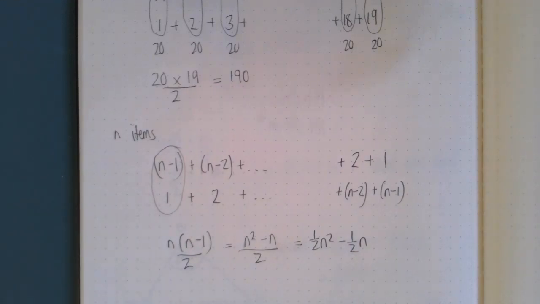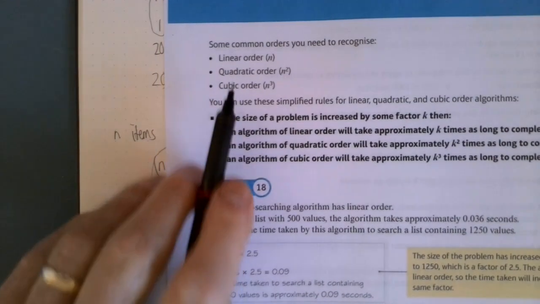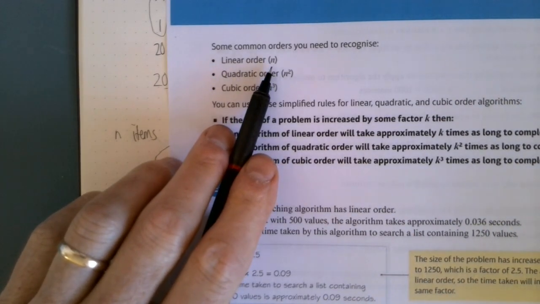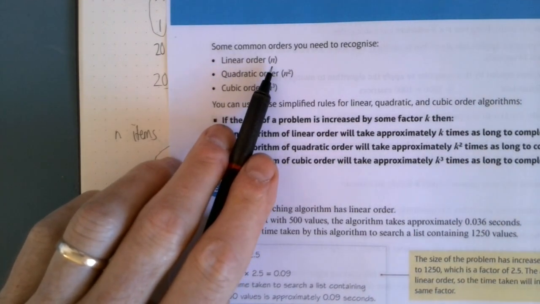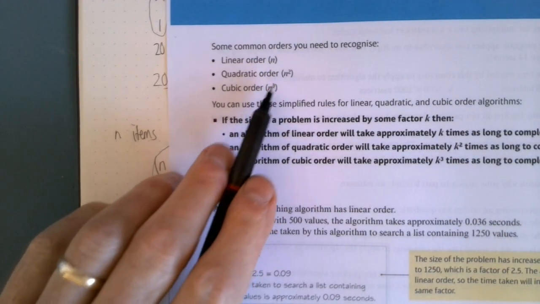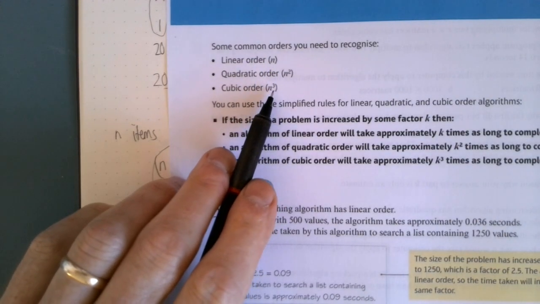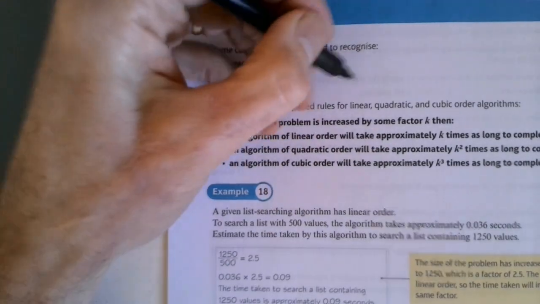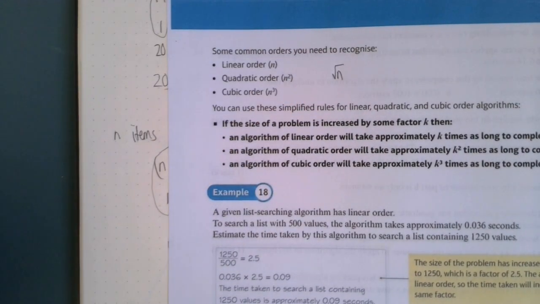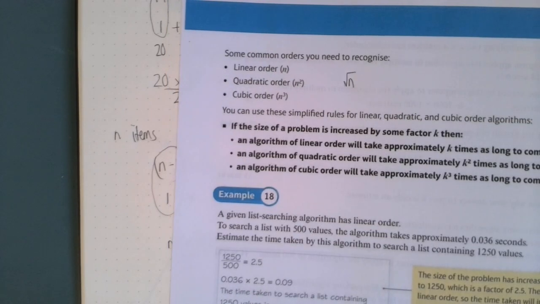So you can have linear order, which is order n. That's where the formula for how much work it has to do is just in terms of n. Quadratic order, n squared, which is what we've got here, cubic order, n cubed. You can get square root, and if you look up the order of quicksort, it's a particularly complicated one involving logs, and we haven't done logs yet, but never mind.